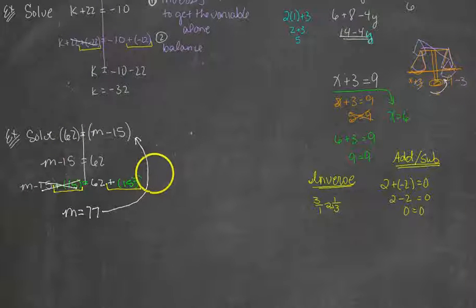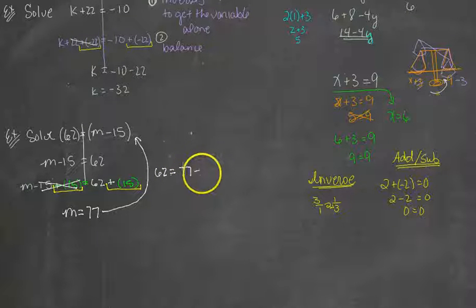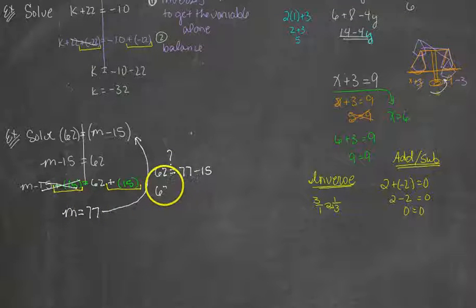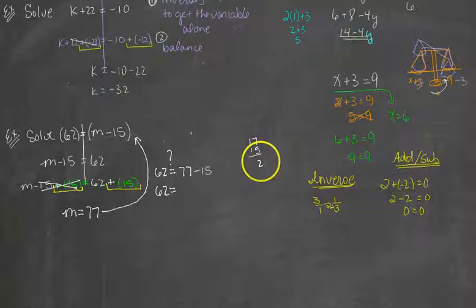I'm going to go back to my original. 62 equals, this time I'm going to put 77 in for my m, minus 15, and I'm checking to see if I have the right answer. Is 77 for m the right answer? So I have 62 equals 77 take away 15.